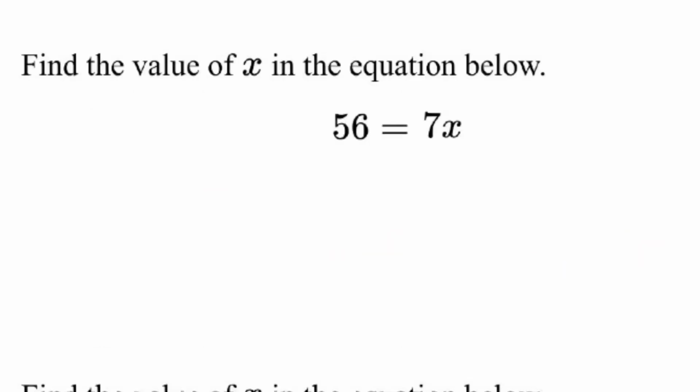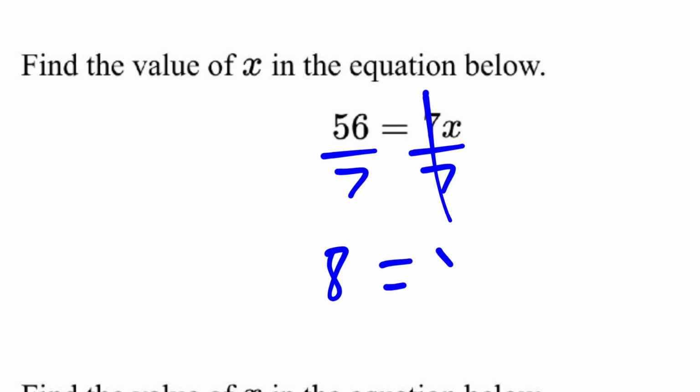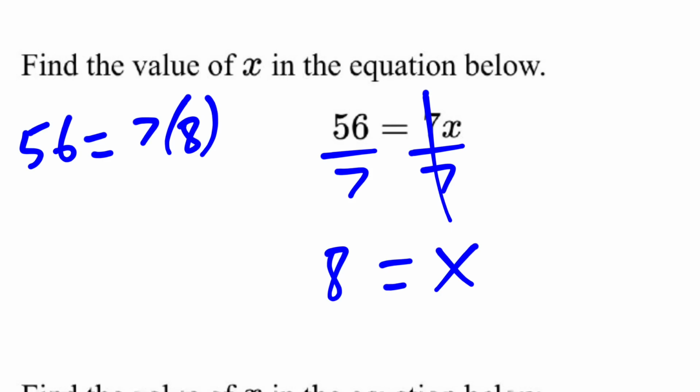The last of the 4 basic operations is undoing multiplication. And how you do that is you divide by whatever's in front of x, or in front of the letter. And it doesn't give you 0, but it gives you 1, which pretty much goes away. And this is 8 is equal to 1x, or just x. Notice if you plug that back in, 56 is equal to 7 times 8 is a true statement.